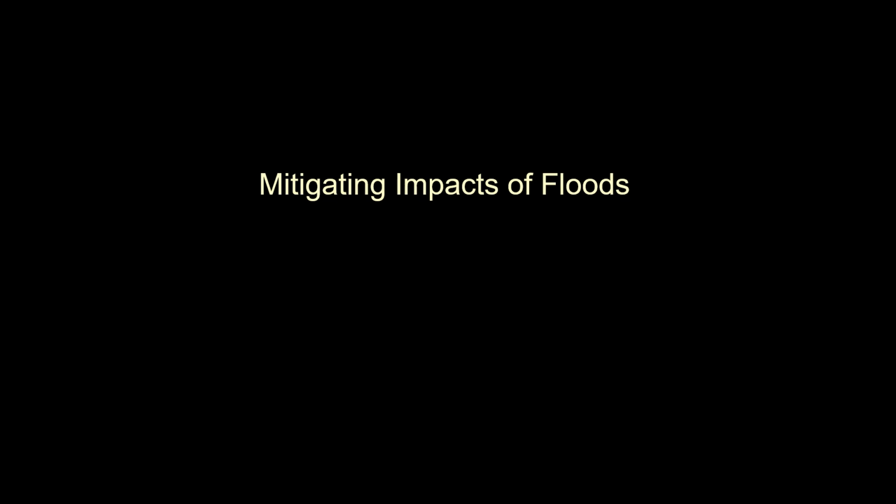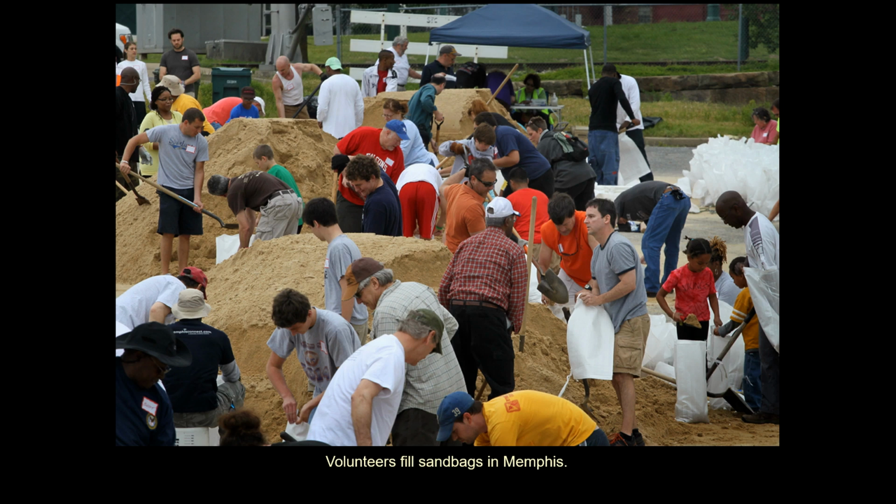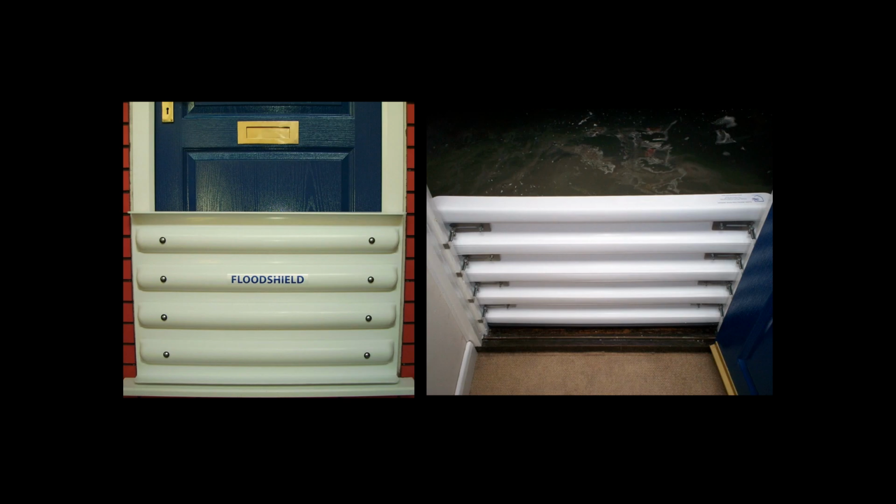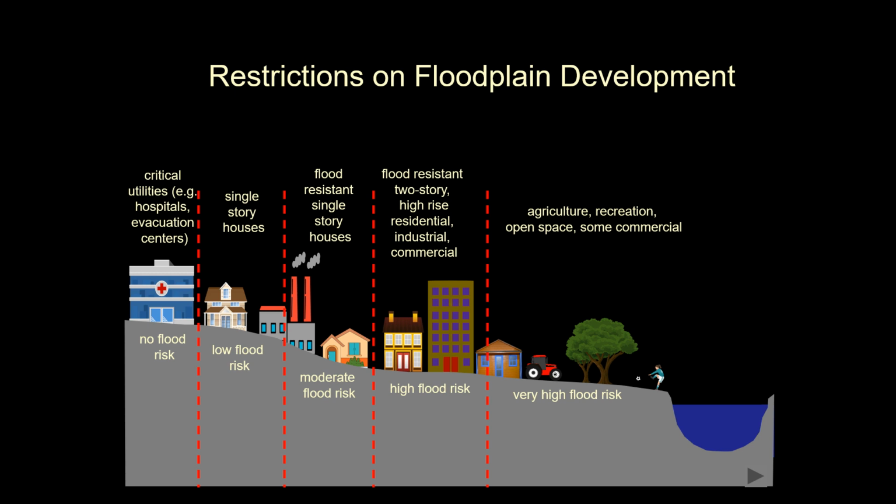Some mitigating impacts of floods. Some things that we can do to try to lessen the impact of floods. Here are some volunteers that have come together in Memphis to deal with the rising level of the Mississippi River, filling sandbags. You can purchase things like this, the flood shield. I'm not sure how effective they really are, but if you have water that's rising rapidly and then perhaps drops quickly, the flood shield might help prevent some of the water from entering your home.